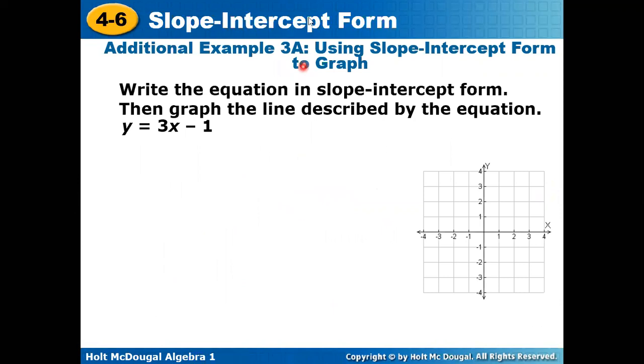Now we have example 3. Write the equation in slope-intercept form, then graph the line described by the equation. It's very easy. We know that this equation is written in slope-intercept form because y is alone, and be sure that y with coefficient 1 is alone on one side, and on the other side x and a number like this, so 3. This number represents the slope, this is m, and this number is the y-intercept.